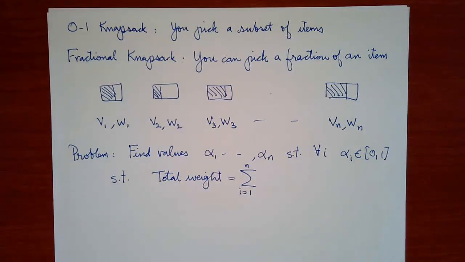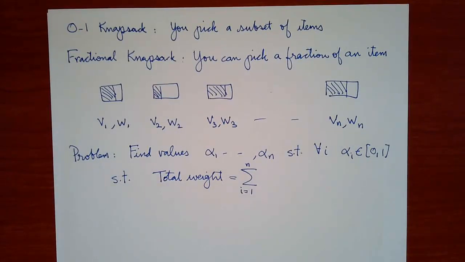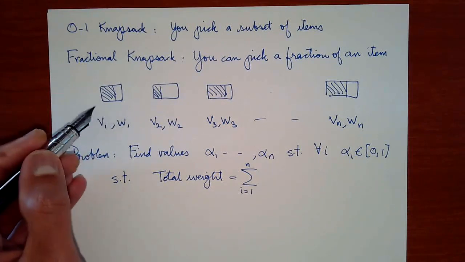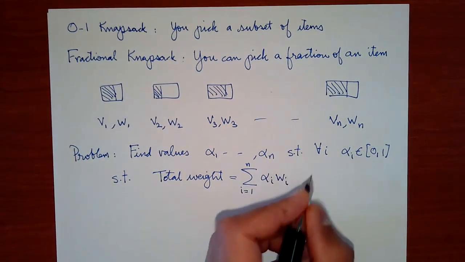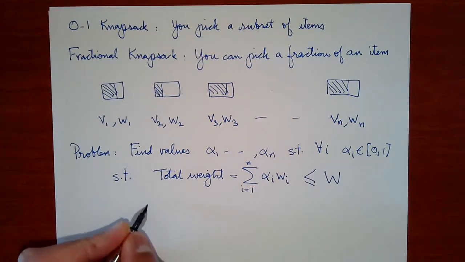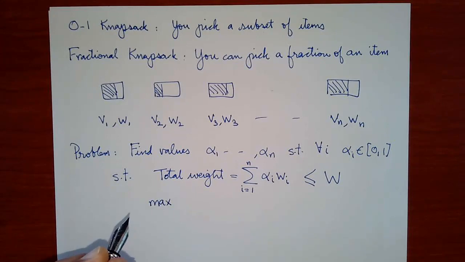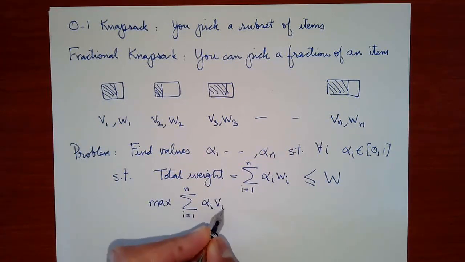What is the total weight of the items that you picked? So let's say you picked alpha 1 of the first, alpha 2 of the second, so on and so forth. Think of this as a continuous item, right? So you get the sum of alpha i wi, and this has to be less than W. What you want to do is maximize the sum, for i going from 1 to n, of alpha i vi.